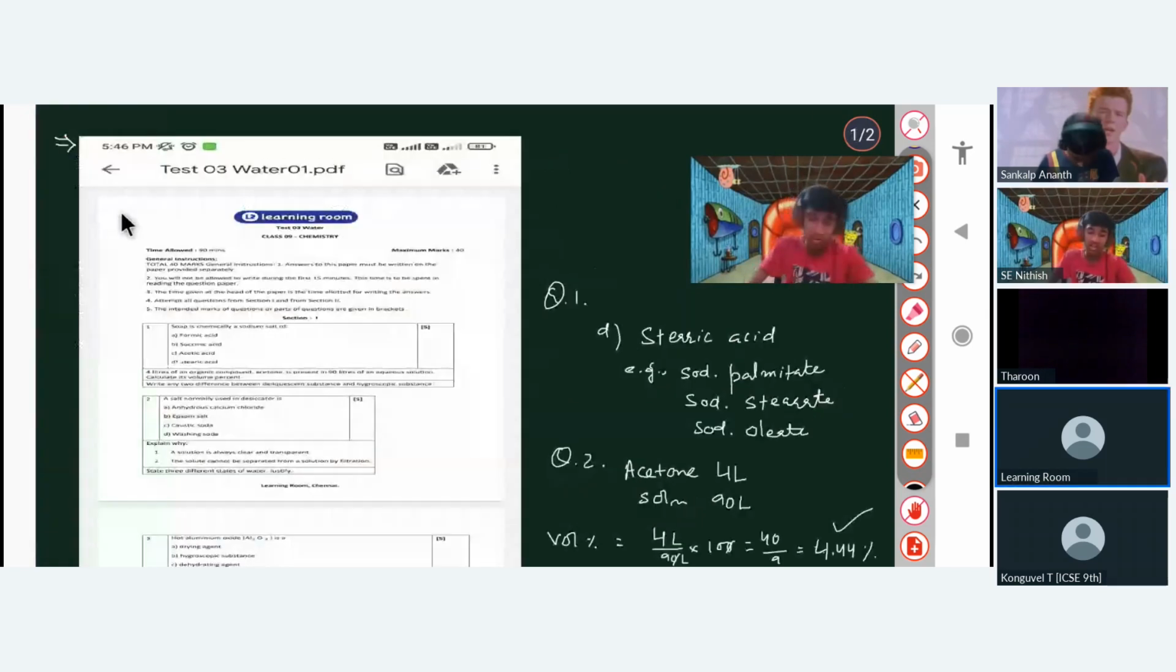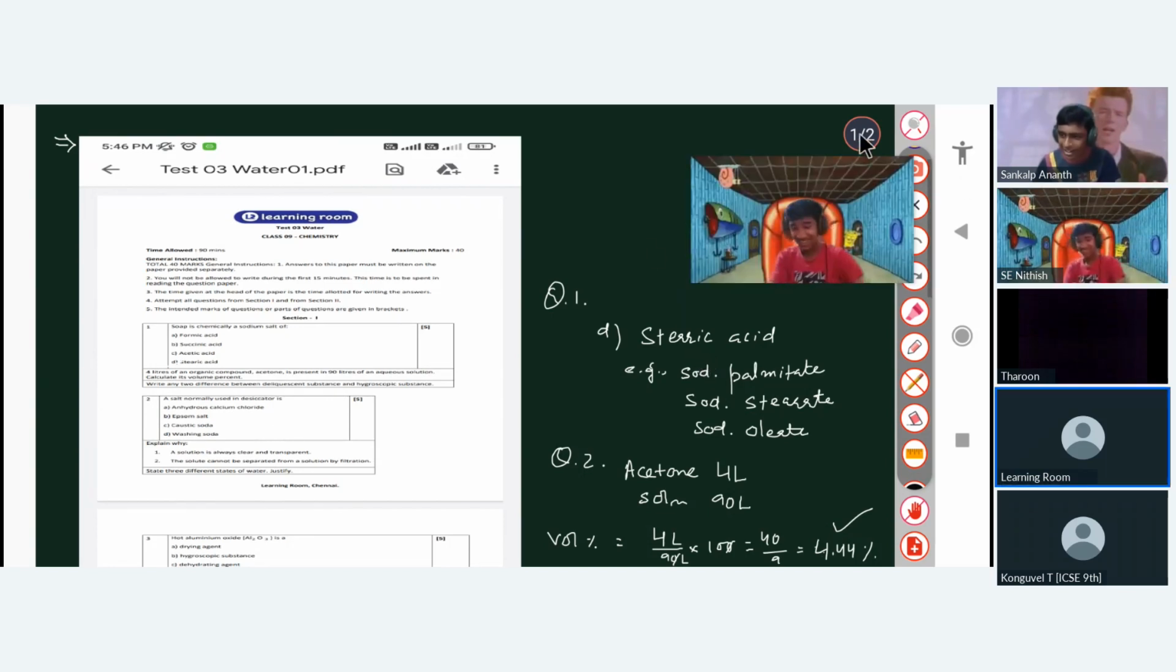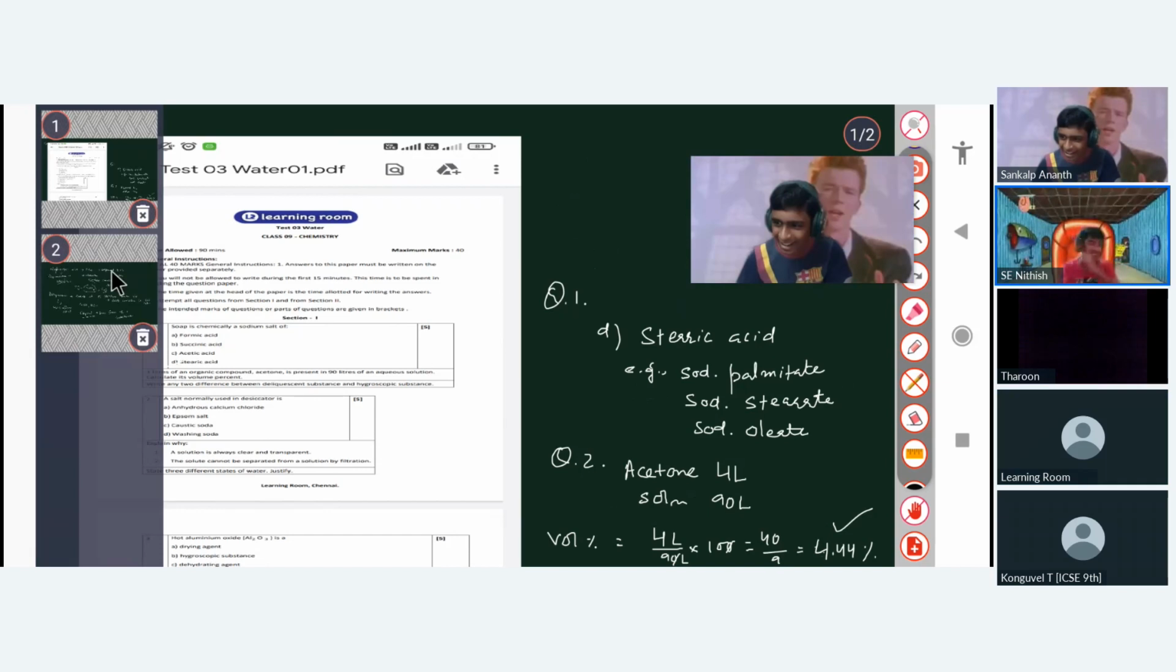Salt normally used in a desiccator is anhydrous calcium chloride, isn't it? Yes, sir. What did you write there? Anhydrous calcium chloride only.